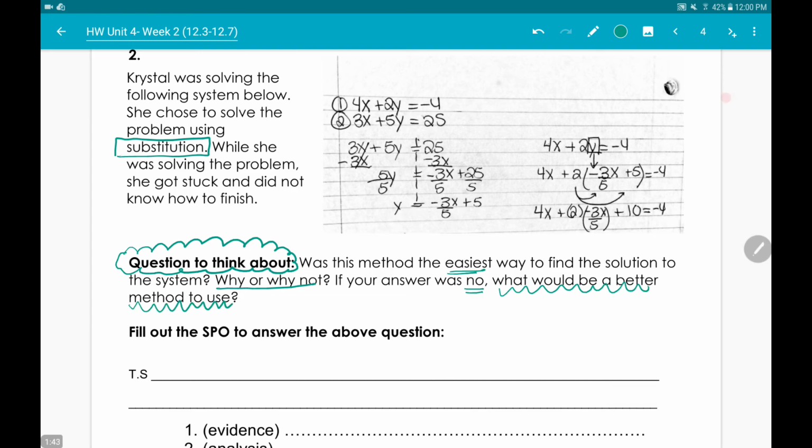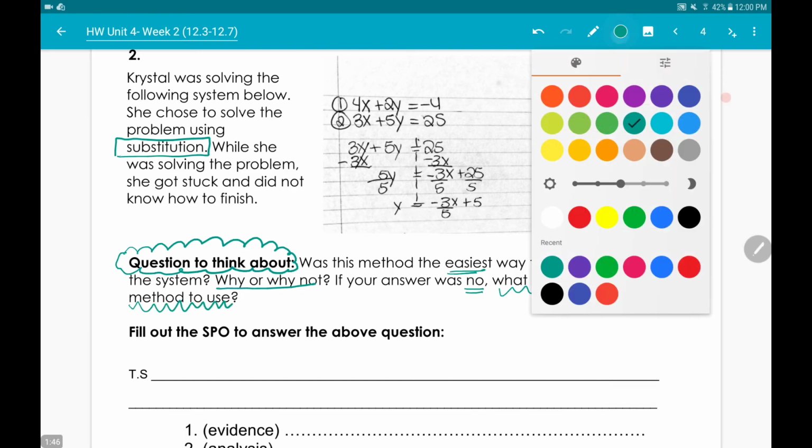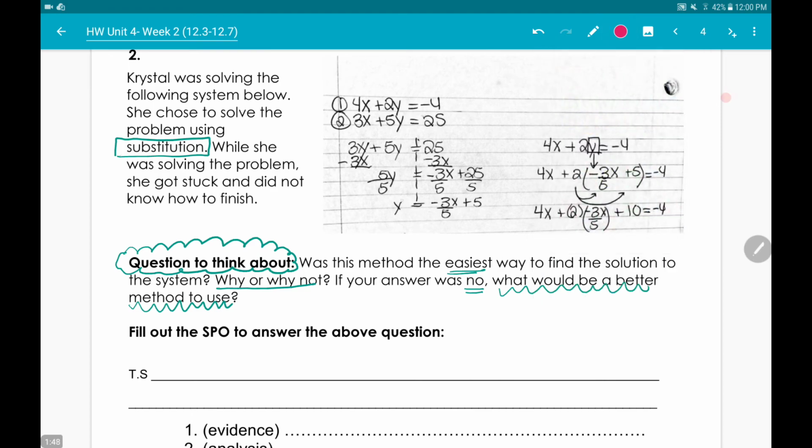Okay, so let's first look at what she did. So she tried to do substitution by isolating y in equation number 2. And then she used that to substitute in here. And I think she might have gotten stuck because there are fractions. Now, some people, they do fractions and they're like, no problem. I think this would have been fine. Other people are like, hold up. Fractions are a little hard. That's not the way I want to do this.